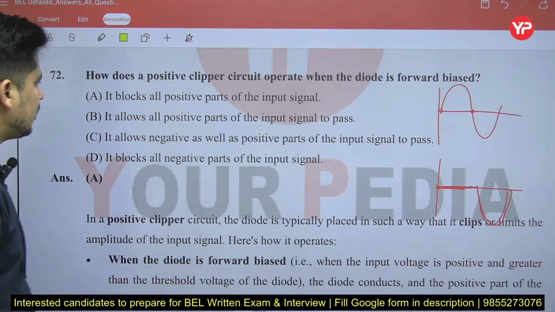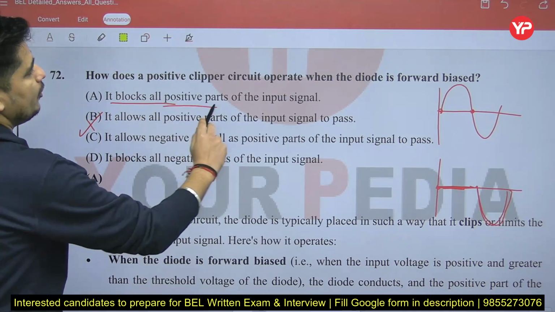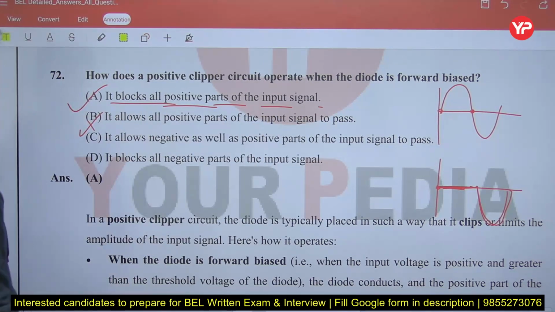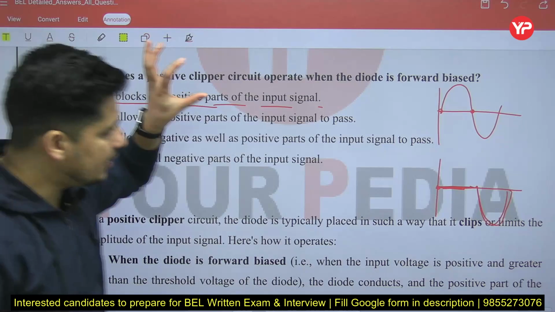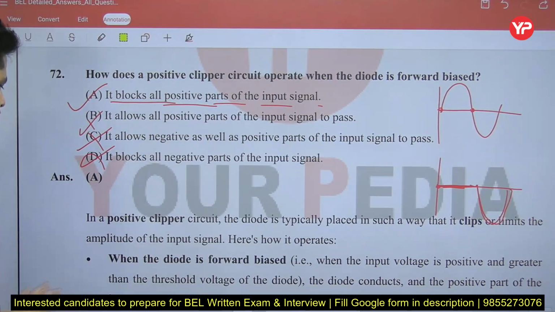So what will be the answer? Allow all the positive part of the input waveform? No, it blocks all the positive part of the input waveform. That will be the answer. It allows the negative as well as the positive part? No, it blocks all the negative part. That is no. So the answer will be A. So that is the input of the positive clipper, and that is the output of the positive clipper.